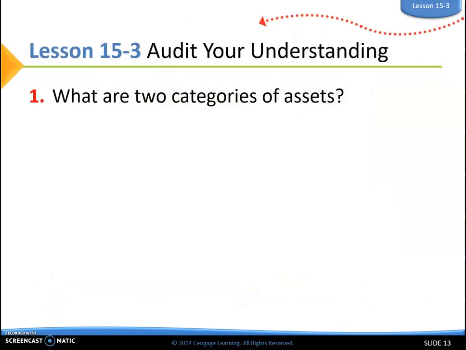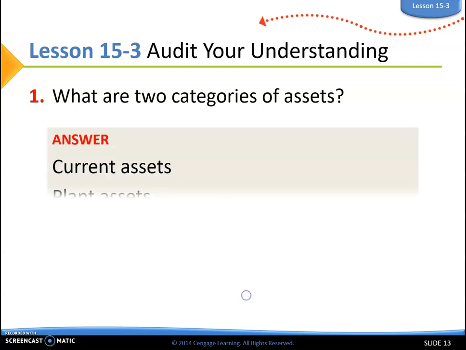All right, I do want you to try to answer these, so you might want to pause your video while you're reading these questions. Number one, what are two categories of assets? There are different categories of assets that businesses will use, but we're looking at our two main categories that we are going to be using. The two categories that we'll use are current assets and plant assets.